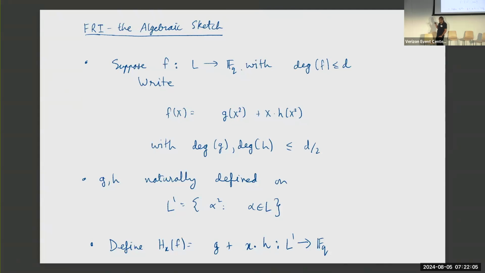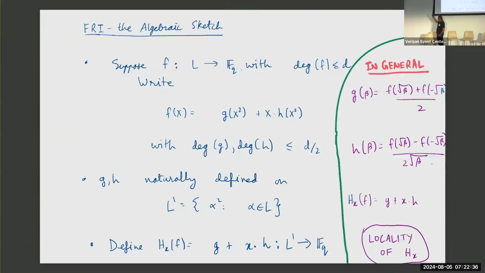Then g and h, since they take x squared as input, are naturally defined on the set of squares of elements of L, which is the n over 2th roots of unity, that's L prime. And so we got two functions defined on L prime. And now h_x of f is defined to be a random linear combination of g and h. It takes g plus x times h. It takes g and h and takes a combination of them with this random seed x. That's h_x of f.